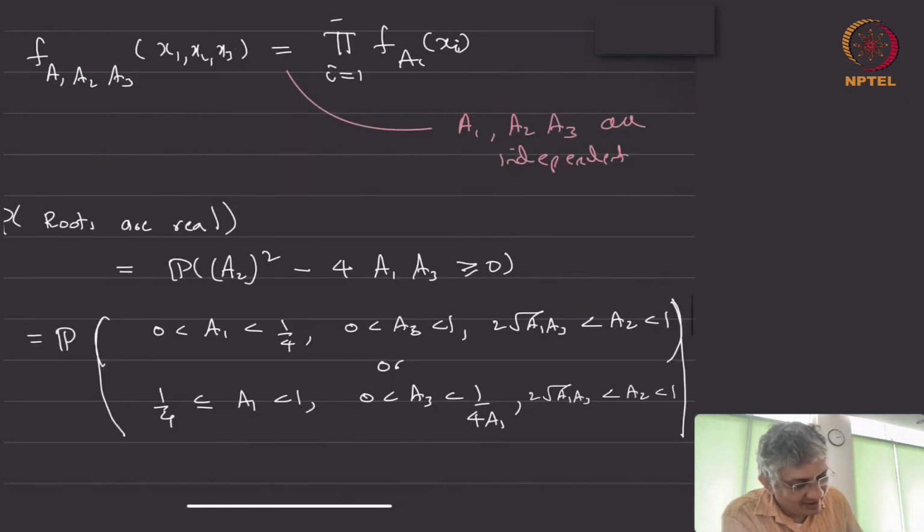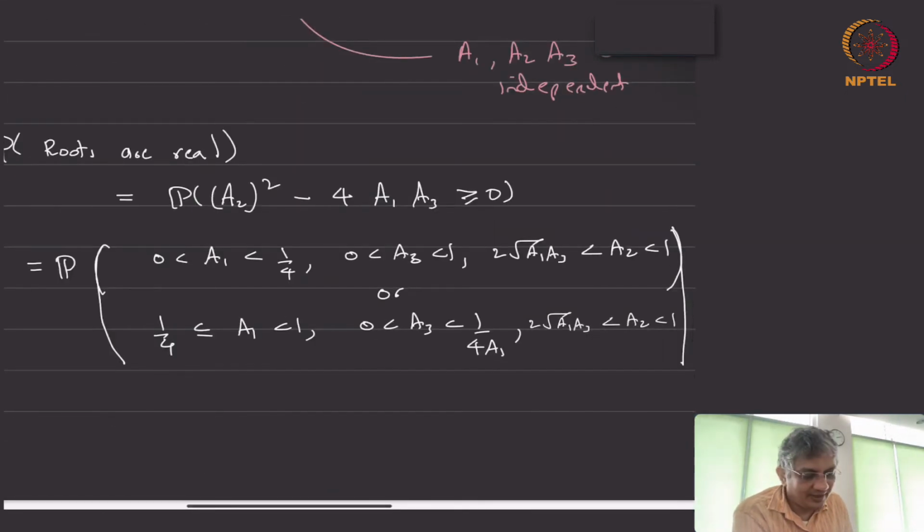Now you go to this event. You're interested in the probability that the roots are real. That's the same as the probability that the random variables satisfy this condition. Now this we have already done in two cases. One is when A1 is between 0 and a quarter, then A3 can be anything, and A2 has to be between 2 square root A1 A3 and 1.